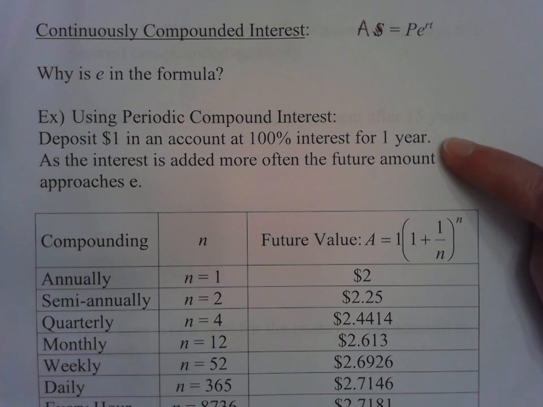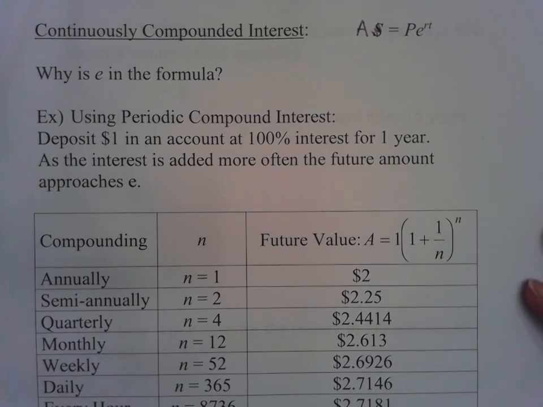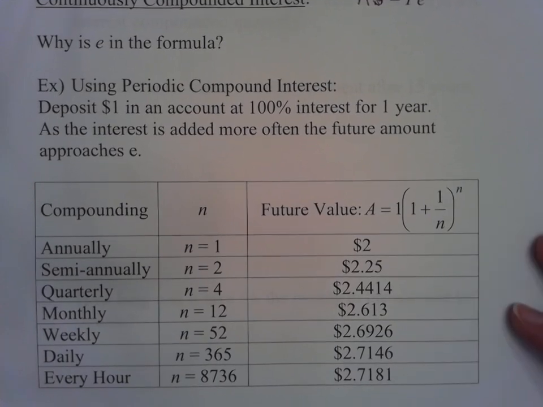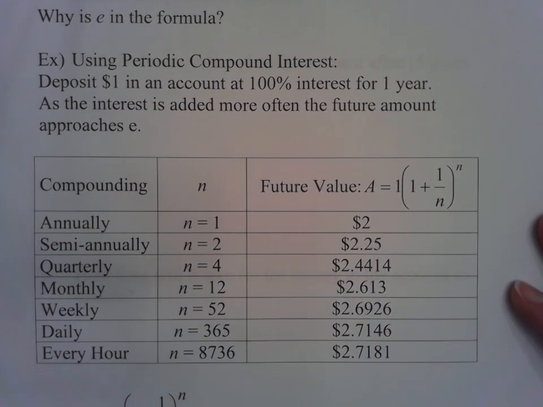If you wanted to see how much money you could make with $1 and kind of max out everything within the time frame of 1 year. So here's the example that's usually done. Let's say we deposit $1 in an account at 100% interest for 1 year. As the interest is added more often, the future amount approaches the value of E. And so I tried to summarize that in this chart here.